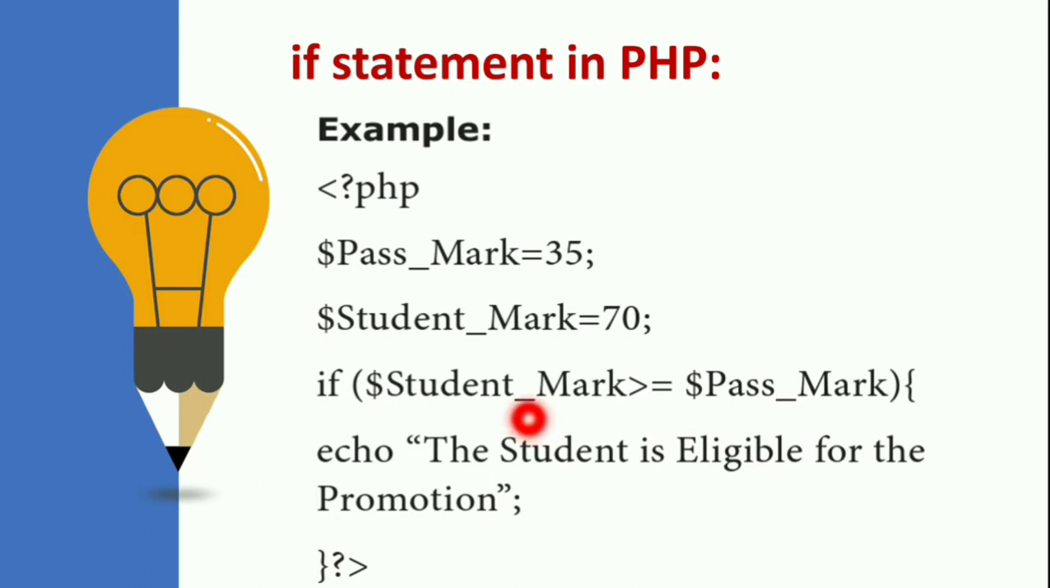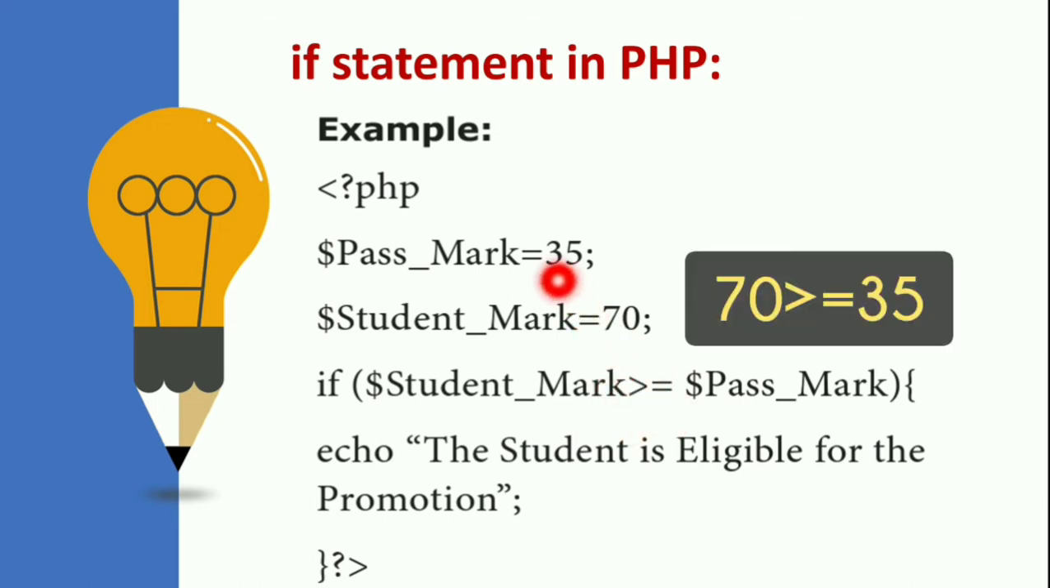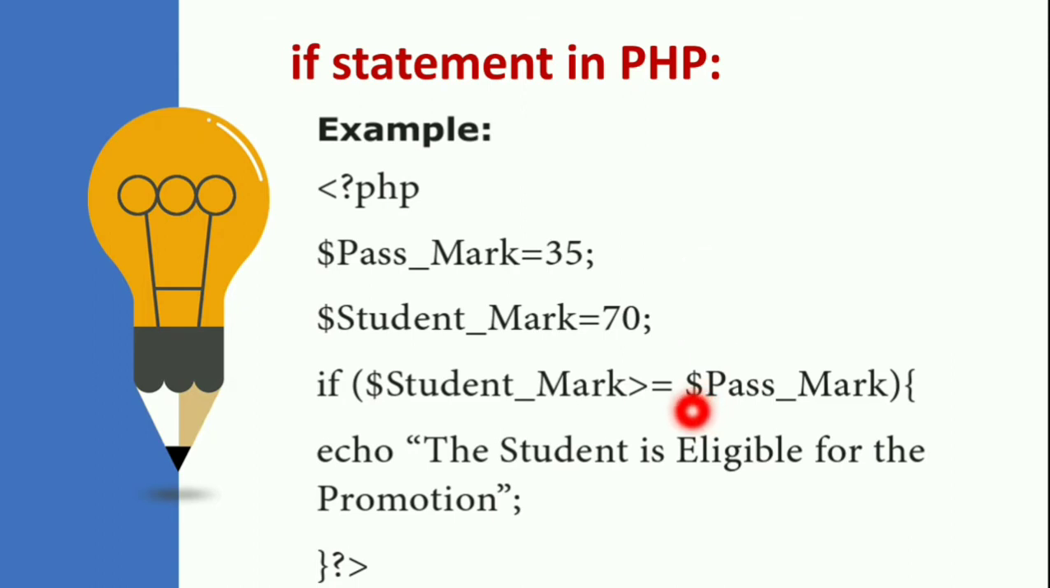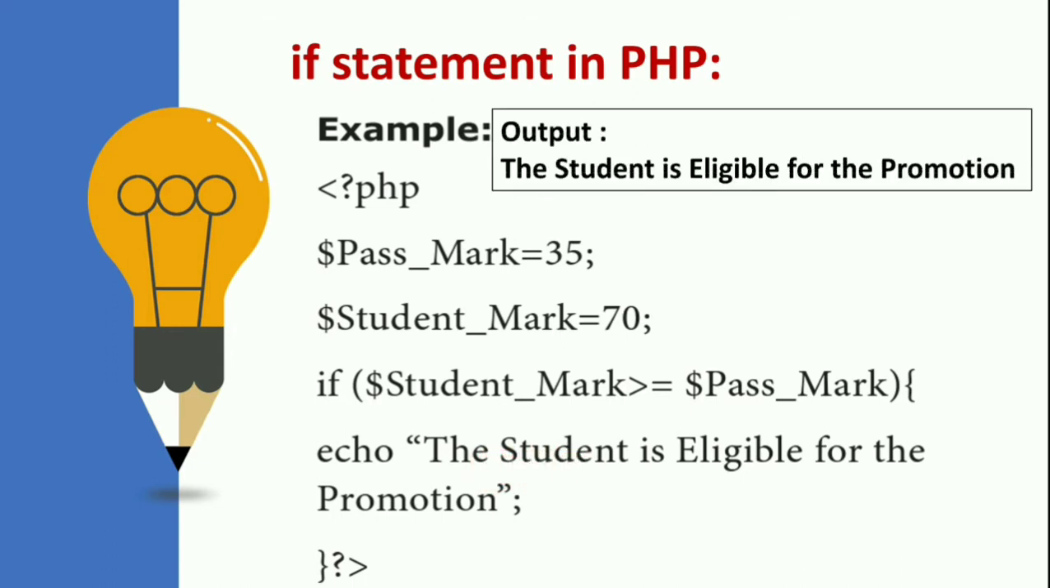Now assign the values and check the condition. $student_mark, what is the value? 70. So 70 is greater than or equal to pass mark, which is 35. Check the condition: is 70 greater than 35? Yes, the condition is true. If the condition is satisfied, we have to execute the if block. So your output will be: the student is eligible for promotion. I hope you all know how to write the echo statement. Whatever is given inside double quotes, you have to print as it is. So this is your output.